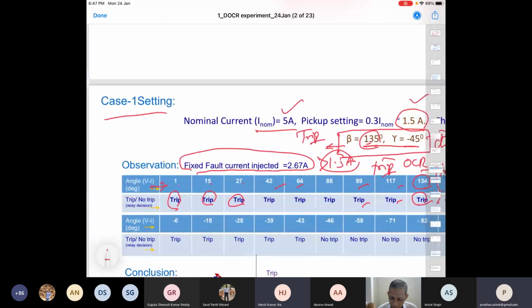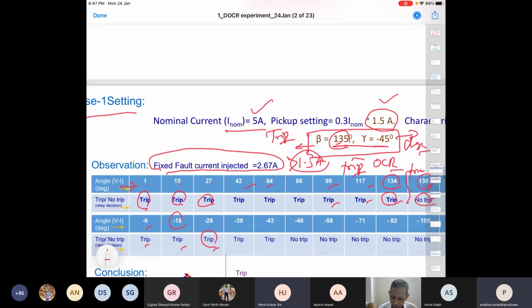Now we'll go to minus 6 trip, minus 18 tripping, minus 28 tripping. This is all done by modulating the angle between voltage and current to the phase shifter. Current is the reference in our case also, here in this case also. Minus 39 trip, minus 43 trip, minus 46 no trip. So this is the transition, and this is the minus 45.